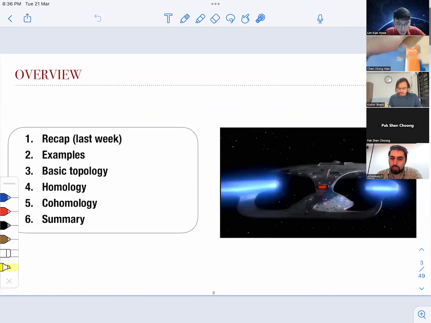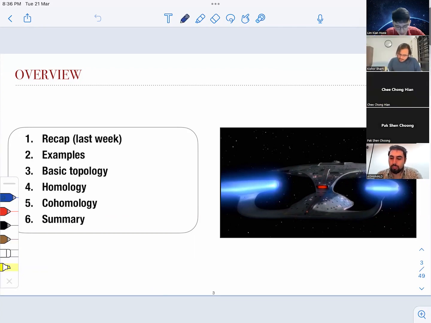So this is the overview. We will discuss what happened last week. Then I will give some motivating examples, why you should be interested in topology. Then some basic topology, and the notion of homology, then cohomology, and a summary.